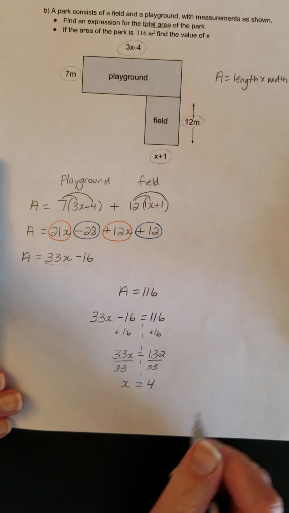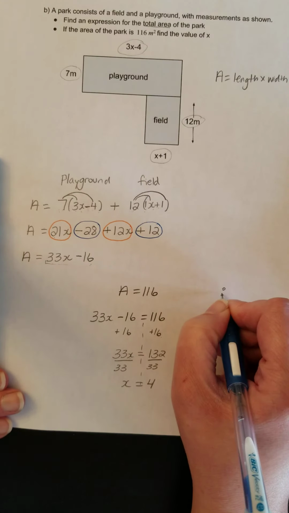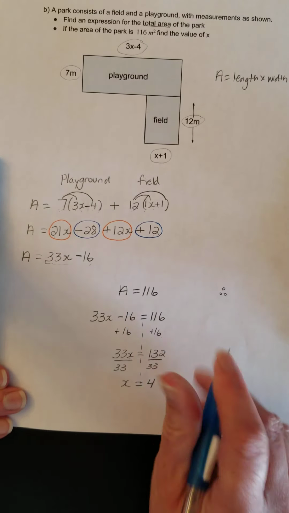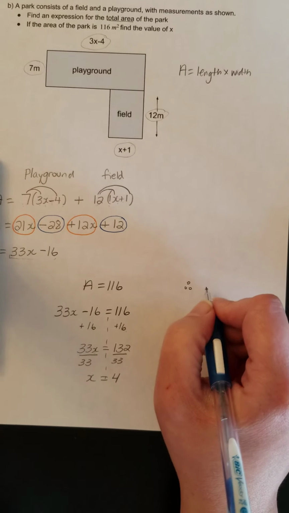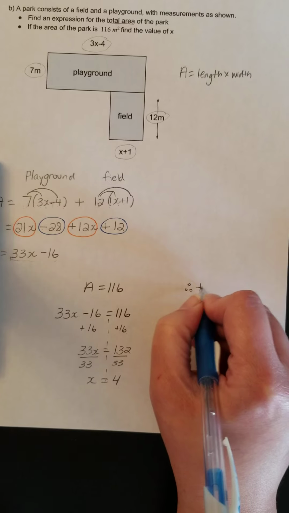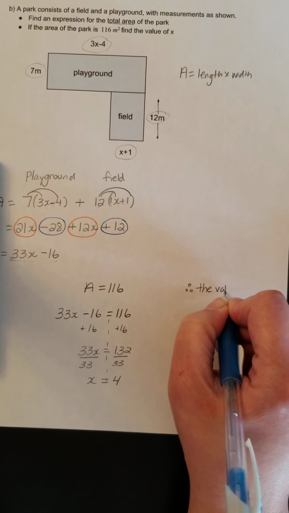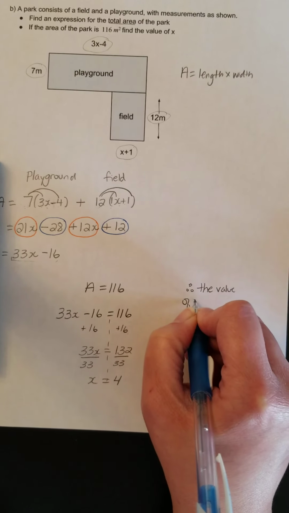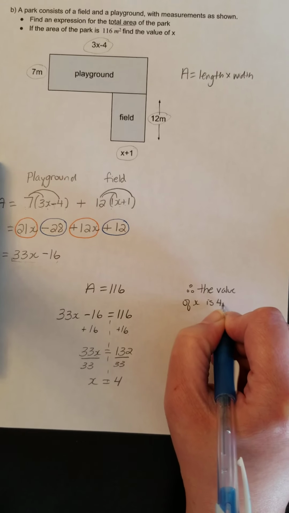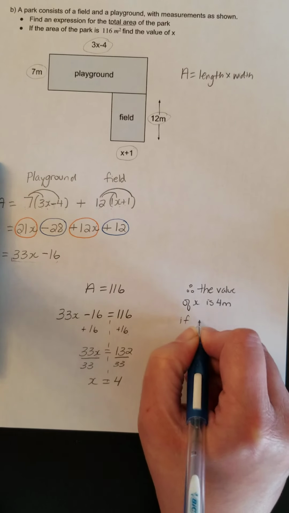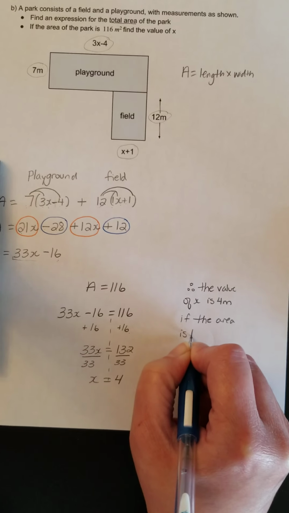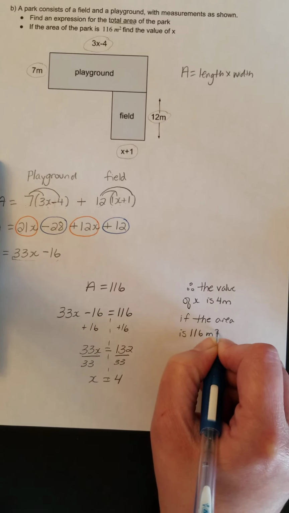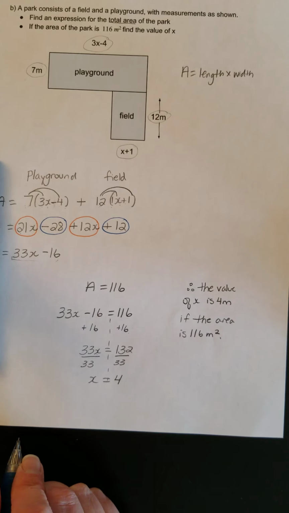Don't forget, in a word problem, we need to write a sentence for our answer. So I'll write therefore, slide this over so you guys can see. Therefore, the value of x is 4 meters if the area is 116 meters squared. And that's it.